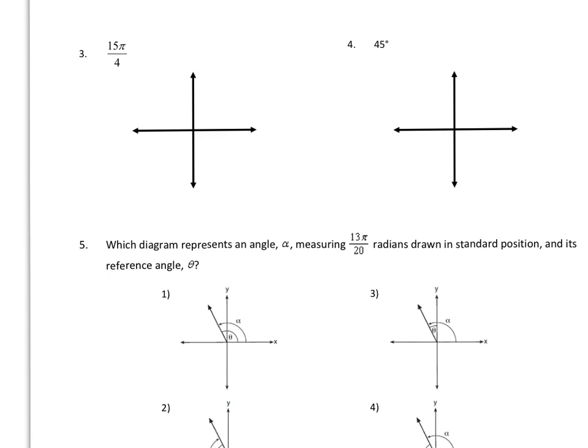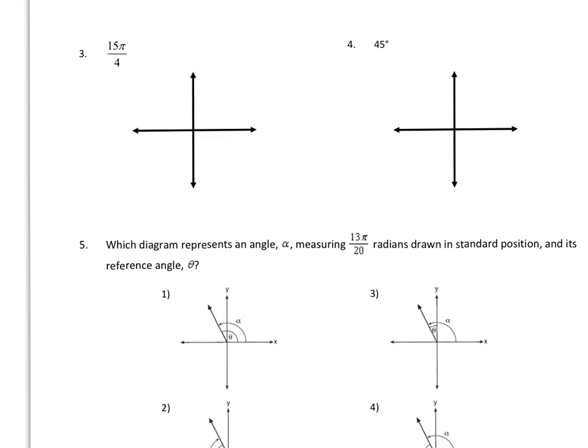Okay, so if you flip to the next page, the directions for number 3 and 4 are the same as the directions for number 1 and 2 on the previous page. Now with number 3, it's a little different because if we look here, they're giving us the angle in terms of radians. So the first thing we're going to want to do is figure out how many degrees that is.